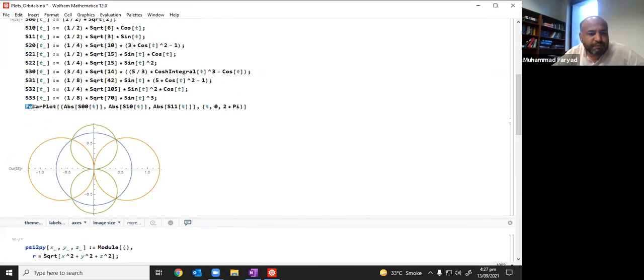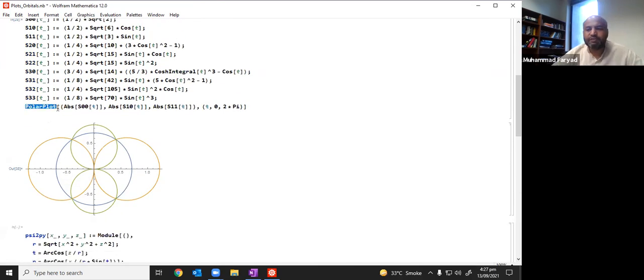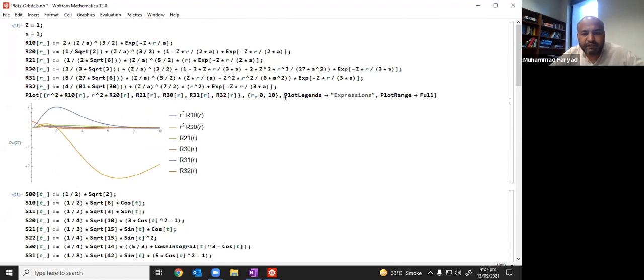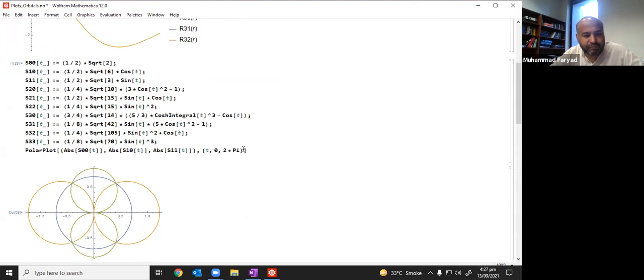And you see in the polar plot, if you want to do the polar plots for the hydrogen atom, you don't even have to consider the radial part. You can just use these functions. Let me give this plot a legend to see what is what.